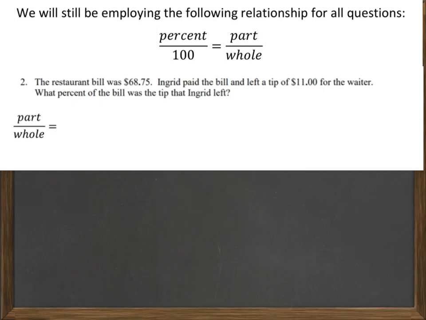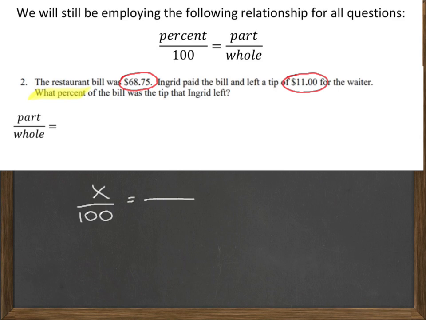All right, let's do another example. Number 2 says the restaurant bill was $68.75. So again, employing the strategy of circling important information, let's circle $68.75. It says Ingrid paid the bill and left a tip of $11 for the waiter. What percent of the bill was the tip that Ingrid left? So remember, when we see the words what percent, we know that the mystery value is the percent. So what percent? We're going to rewrite that as x divided by 100 is equal to something over something.